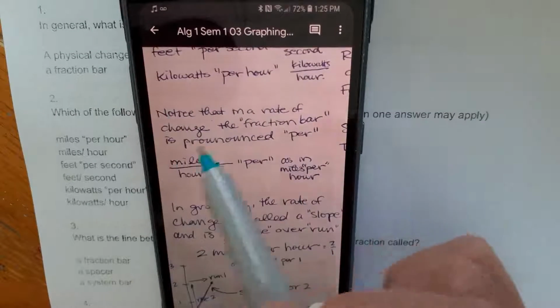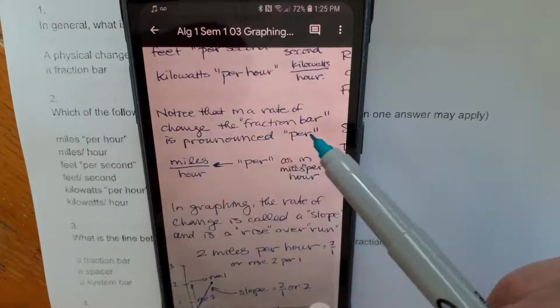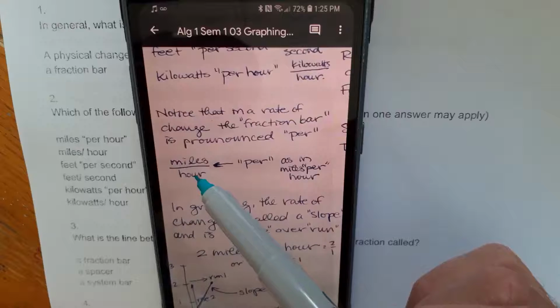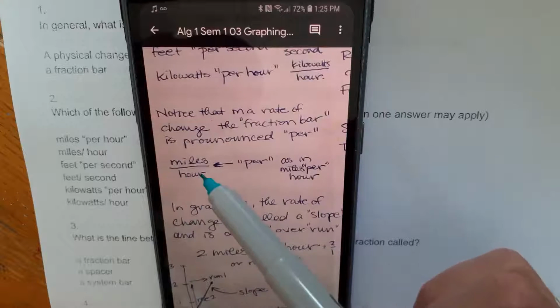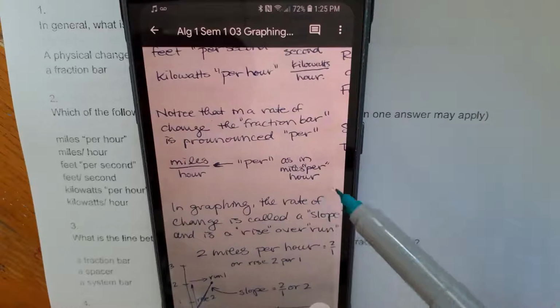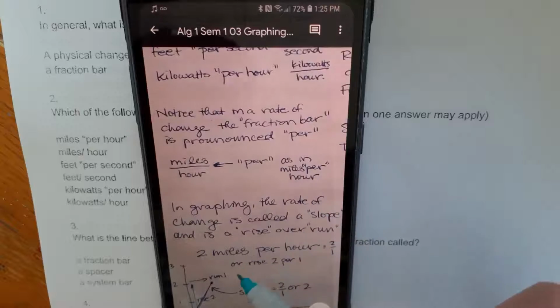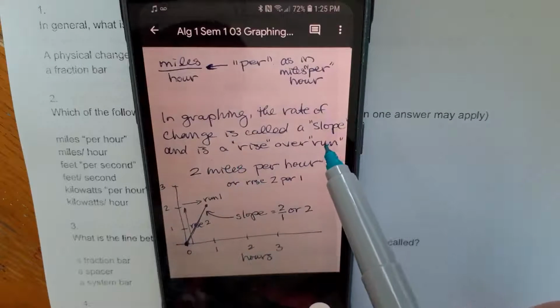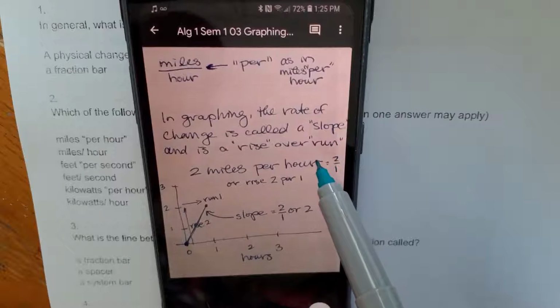So other things here, like notice that in a rate of change, the fraction bar is pronounced per. So if you have a fraction, miles per hour, we pronounce that fraction bar per, as in miles per hour. All right, graphing a rate of change is called slope. So this gets back to what we're doing with the standards.